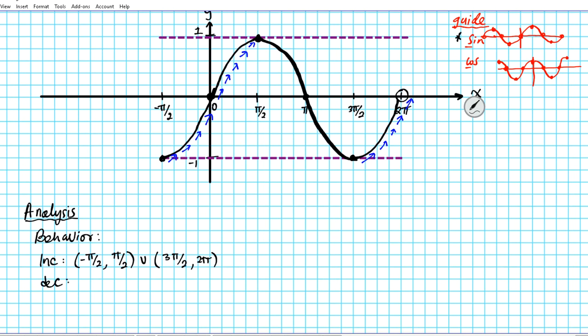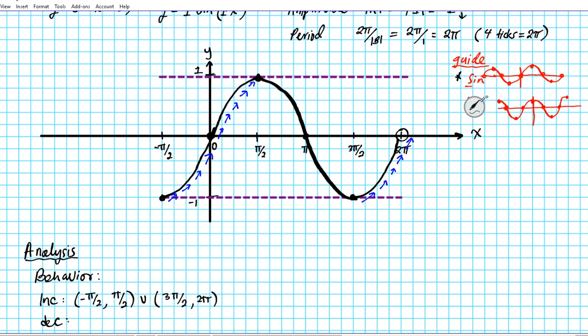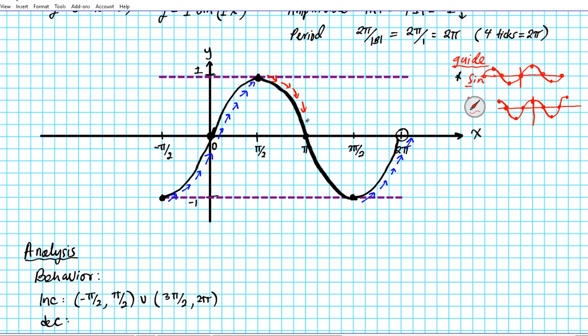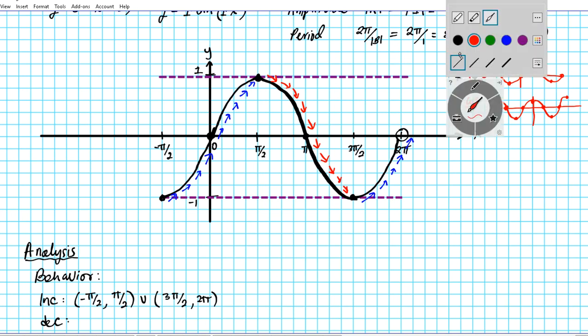Decreasing is where the function is going down from left to right. So where is it going down from left to right? We can see that it's going down from pi over 2 all the way to 3 pi over 2. So it's going down, down, down, decreasing all the way down to 3 pi over 2. Let's specify that using interval notation. From pi over 2 to 3 pi over 2, the graph is decreasing.